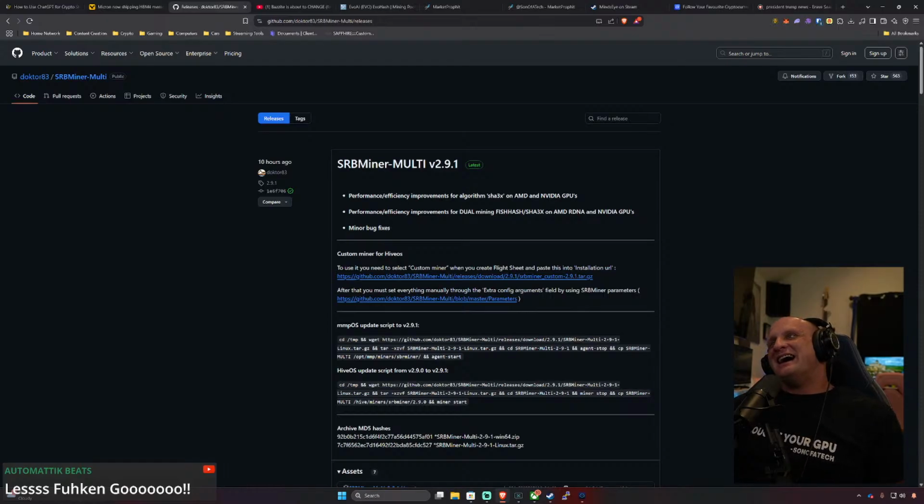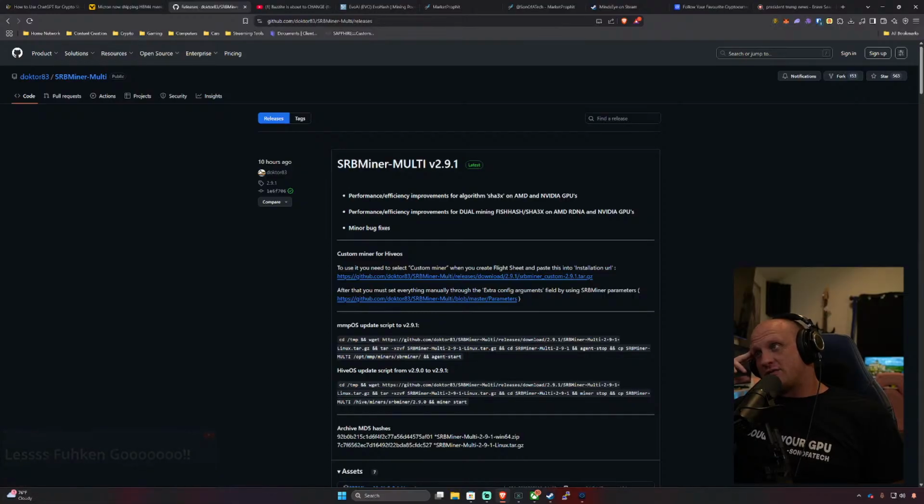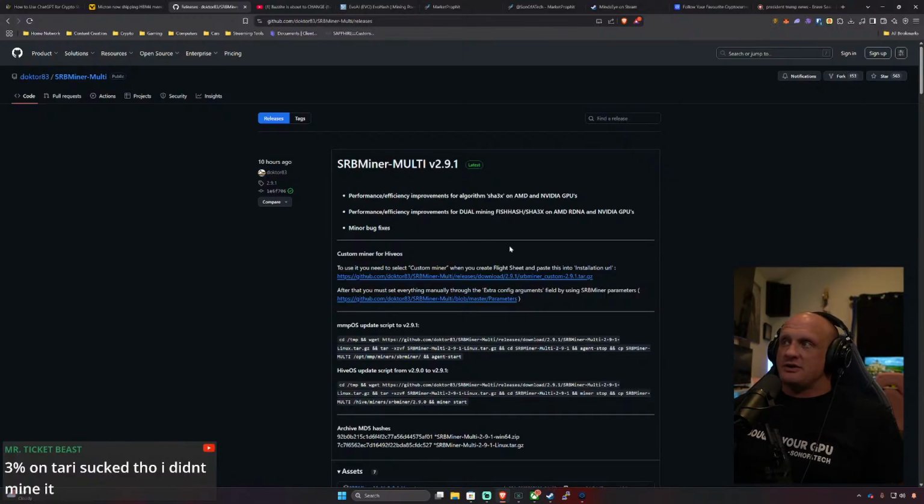But SRB Miner, back to SRB Miner, he released performance efficiency improvements for SHA-3X on AMD and NVIDIA GPUs, and performance efficiency improvements for dual mining fish hash and SHA-3X on AMD RDNA and NVIDIA GPUs, and some minor bug fixes here and there. So really awesome to see SRB Miner still ticking away.